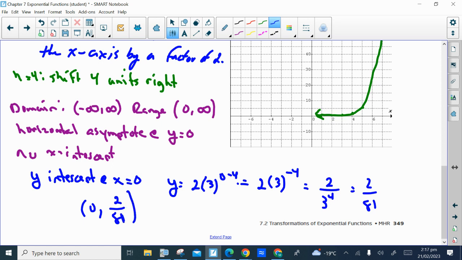The y-intercept is always where x is 0. Let x equal 0 to calculate the y-intercept.